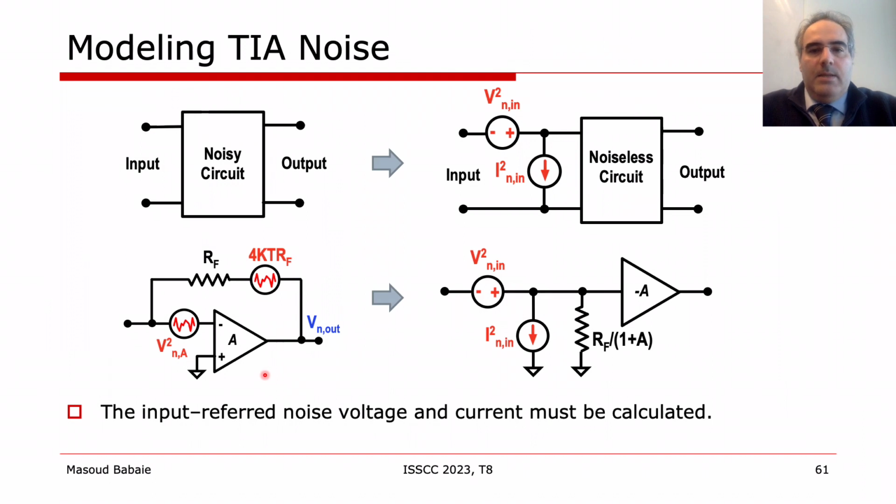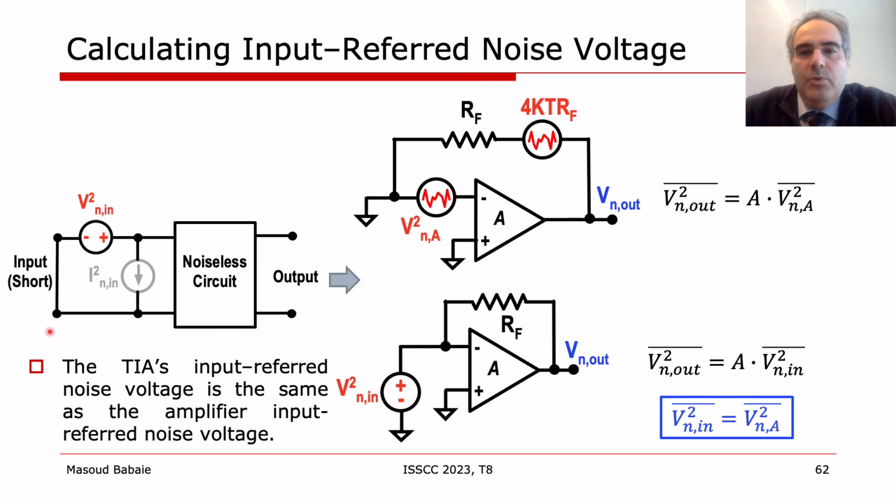In the next step, I want to calculate a closed-form equation for the noise figure of the conventional mixer-first receivers. First, I need to replace the noise sources in the transimpedance amplifier with the input referred noise voltage and noise current sources to be insensitive to the input impedance of the preceding stages. In the TIA, we have two noise sources. One is 4kT Rf and the other one is the input referred voltage noise of the amplifier, VNA.